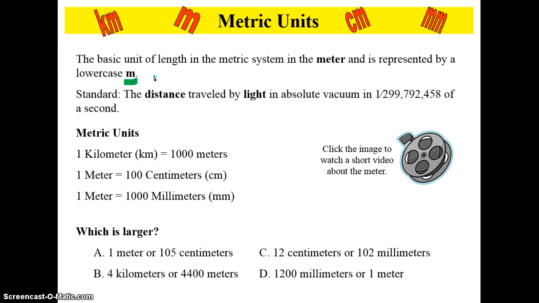There's actually a standard for how the meter was derived, and you don't need to know this, but it's another piece of useless trivia. It's actually the distance traveled by light in an absolute vacuum in 299,792,458ths of a second. So obviously you don't need to know that, but I just thought that would be an interesting little thing for you to know. I'm going to take you to look at a real short video about the meter and some interesting comparisons that you can use to help you visualize length in terms of the meter.